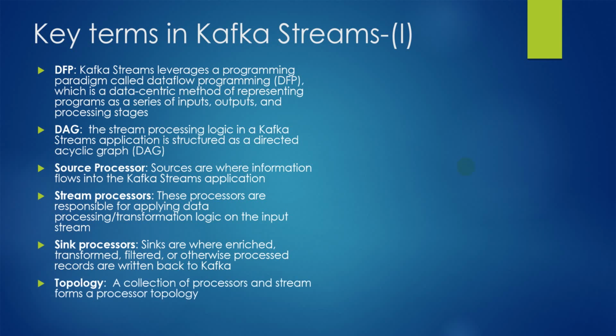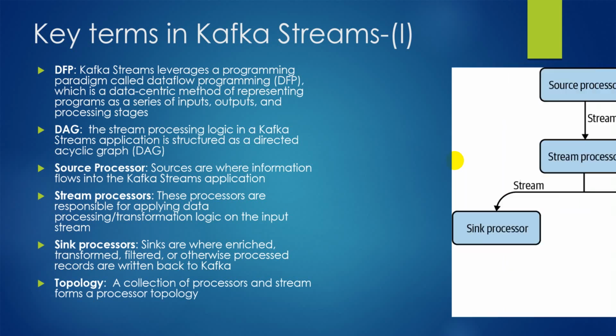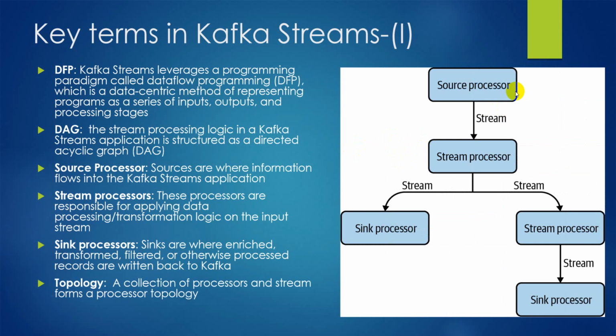Topology. A collection of processors and the streams forms a processor topology. As you can see in this figure, the source processor will consume the data from the Kafka source topic and flow it into our Kafka Streams application, and this is the streams. Since several stream processors transform the source record and finally get the result, those results will be sunk to the target topic, or produced to the target topic, by the sink processor.